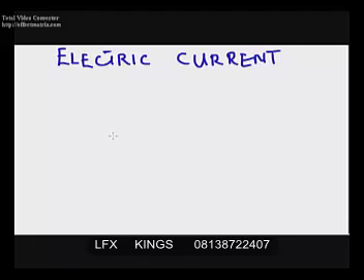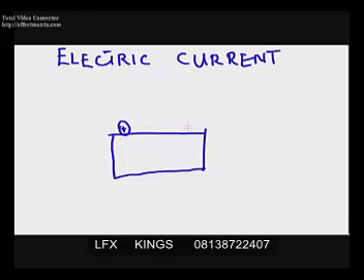A circuit comprises a battery. This is a battery that has a positive terminal and a negative terminal. These are the two terminals of a battery. When you connect a wire from the positive terminal to the negative terminal of a battery, electrons flow from this terminal through the wire. It flows to the positive terminal.